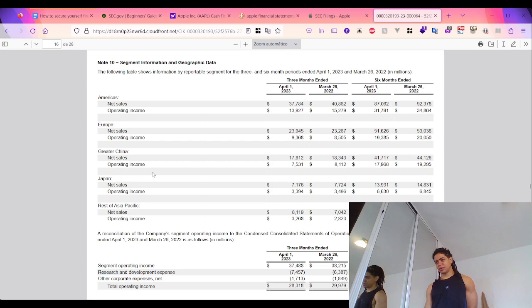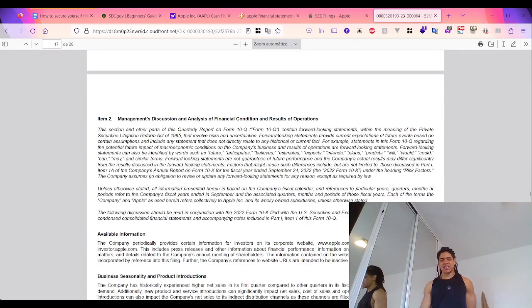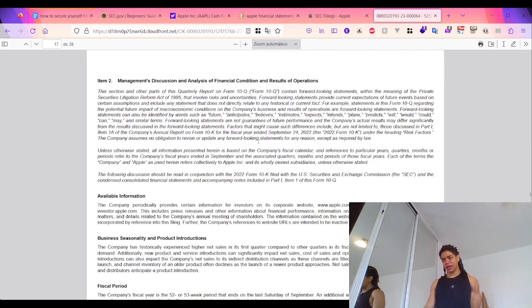No tens. Segment information, geographic data. And then I look at another topic in the financial statement, which is the management discussion and analysis of financial condition and results of operations. Here, this section is describing from the management's eye the risk that has shaped the company, or possibly will likely shape the company's future.